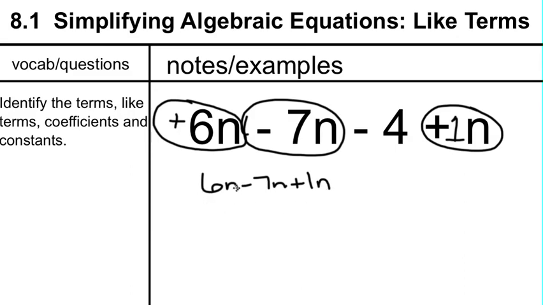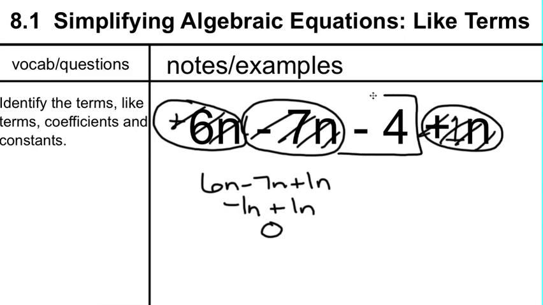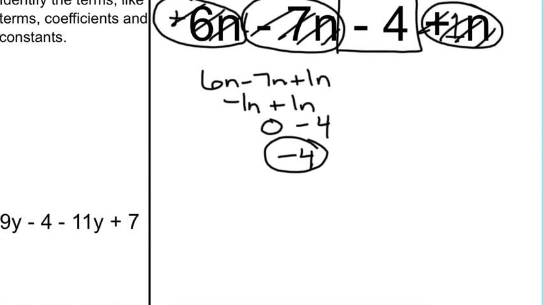Well, if I had 6 of something, and I took away 7, well, then I'd have a negative 1 of that. Negative 1 plus 1 is 0. This completely cancels out. It combines out. Turns into a 0. That takes care of all the N's. The only answer then left is the negative 4. Notice I put it in a different shape because it's not the same as the N, so I can't circle it. But now I have 0 minus 4, and 0 minus 4 is negative 4, and that's my final answer. That is just fine. That's an acceptable answer.